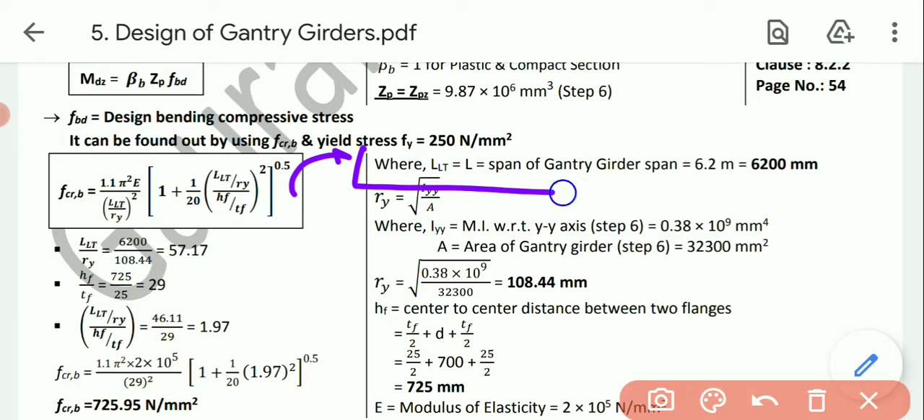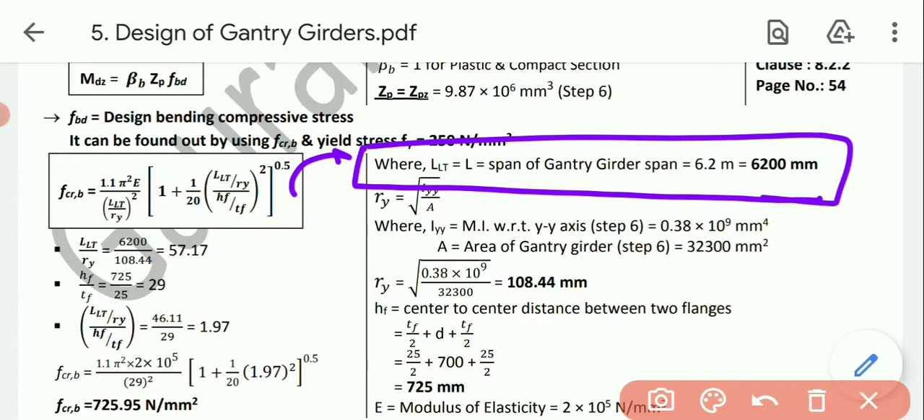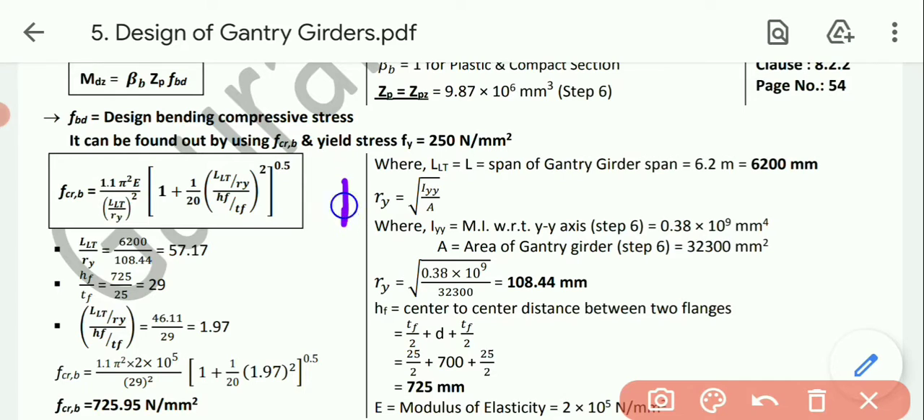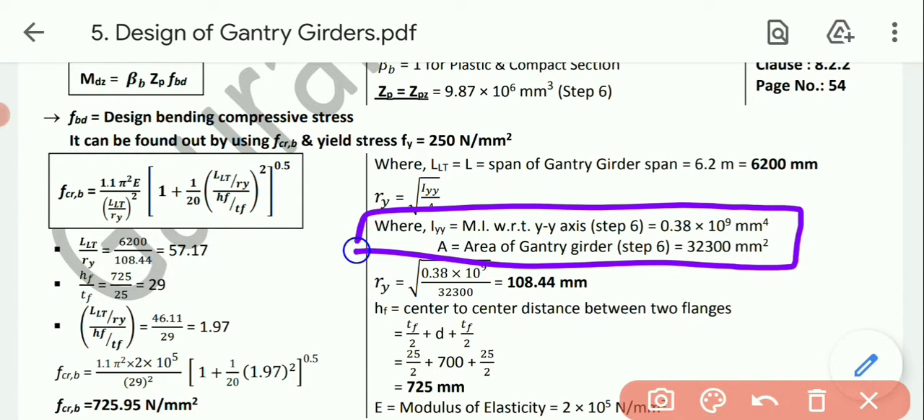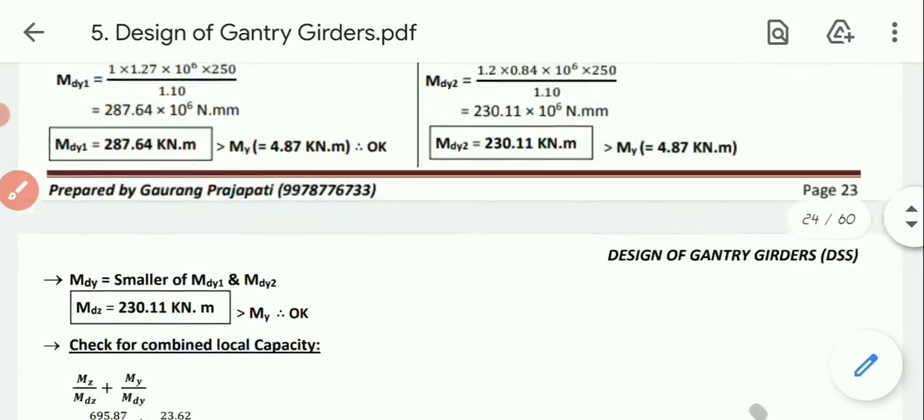First LLD. LLD stands for the span of the gantry girder. Span of the gantry girder is 6.2 meter, so we can say 6200 mm. So LLD is solved. Next the value is ry. ry stands for radius of gyration, root of I by A, where I stands for moment of inertia with respect to the y axis. We have already calculated this property in step number 6, and the area of the gantry girder, same property, has been calculated in step number 6.